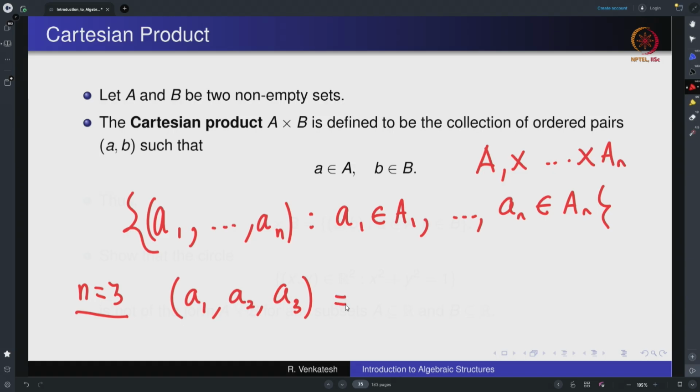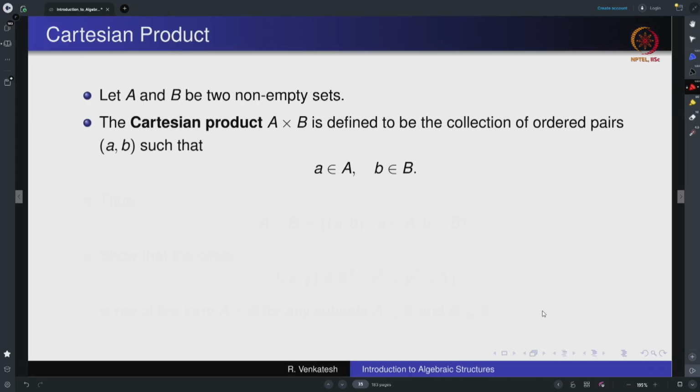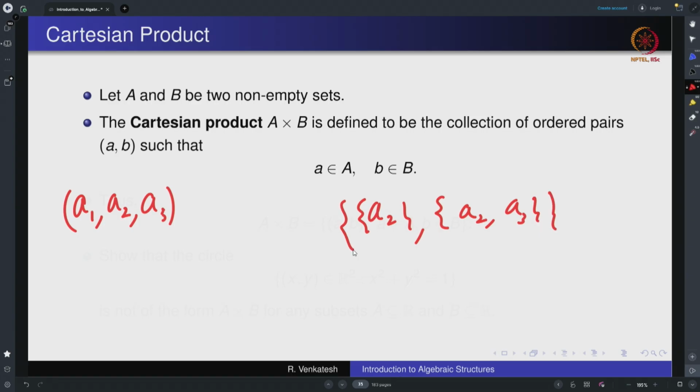So, which can be identified as: first you look at A1, then you look at the tuple A2, A3. We know how to define the tuple A2, A3, then you define the tuple A1 comma (A2, A3). That actually gives you the tuple A1, A2, A3. So, if you want to use set notation, A1, A2, A3 by definition: first you do this A2, A3. So, this is your one element.